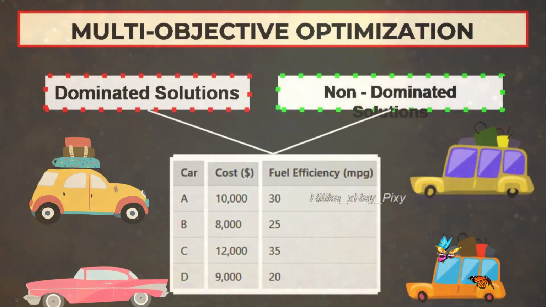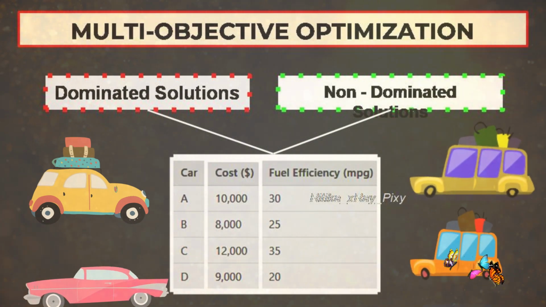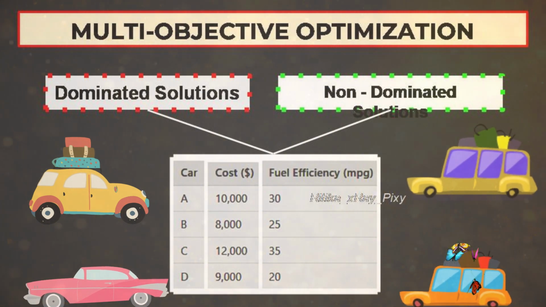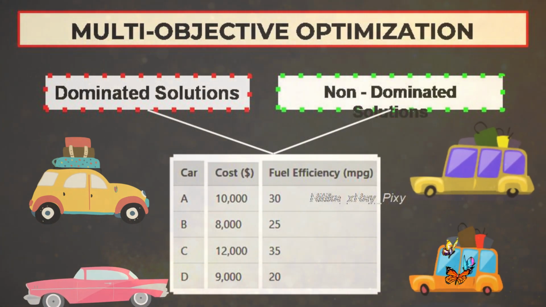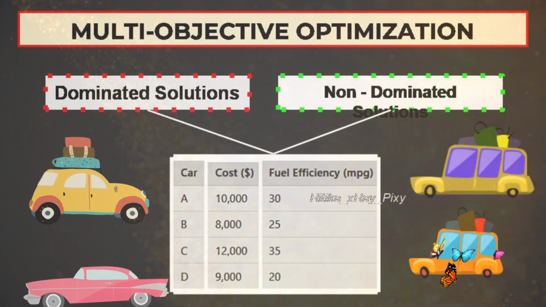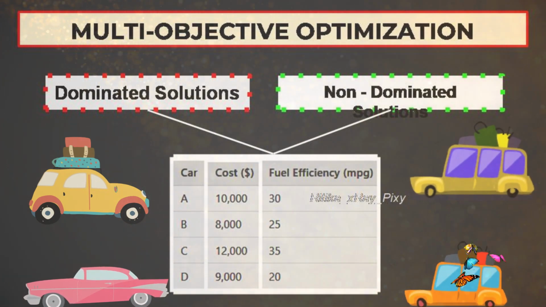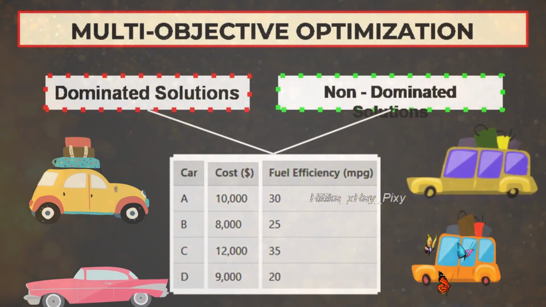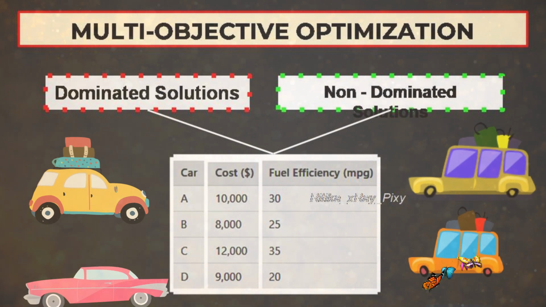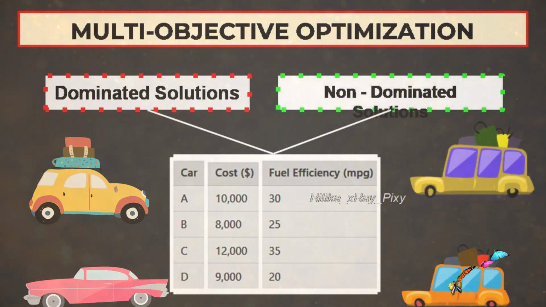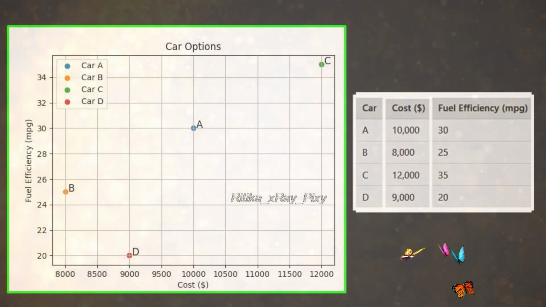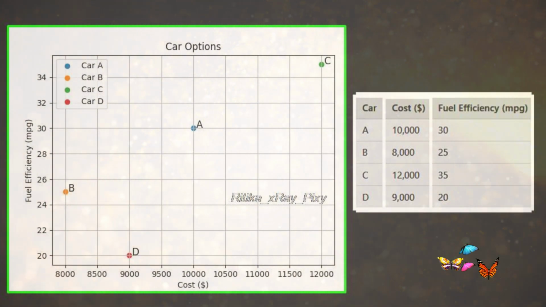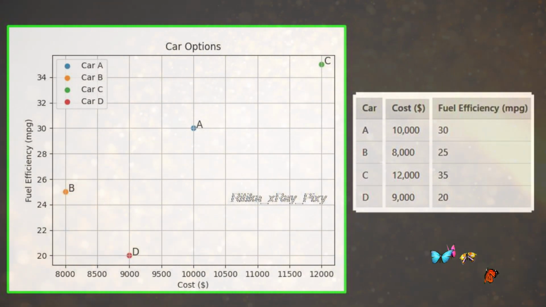So first we will try to understand the concept of dominated and non-dominated solutions, because the concepts of dominated and non-dominated solutions are important for understanding how different solutions are compared in terms of multiple conflicting objectives in multi-objective optimization. That we will try to understand using this numerical example. So now we will determine the dominated and the non-dominated solutions.